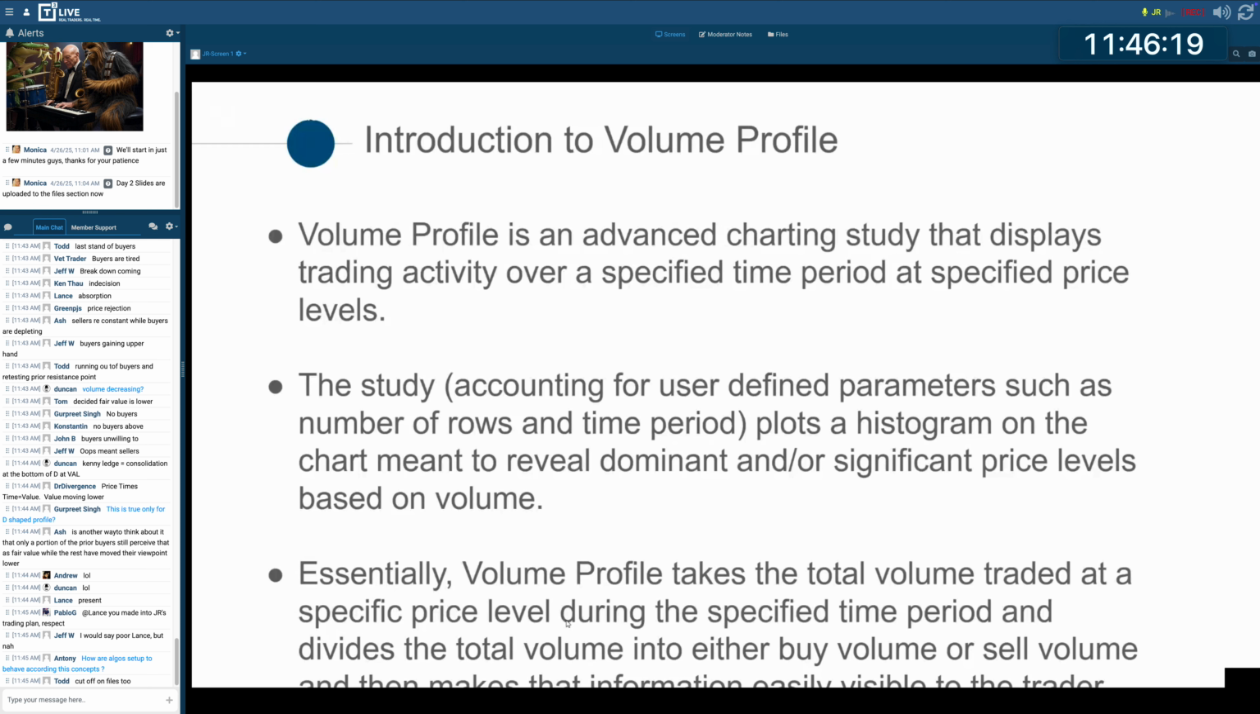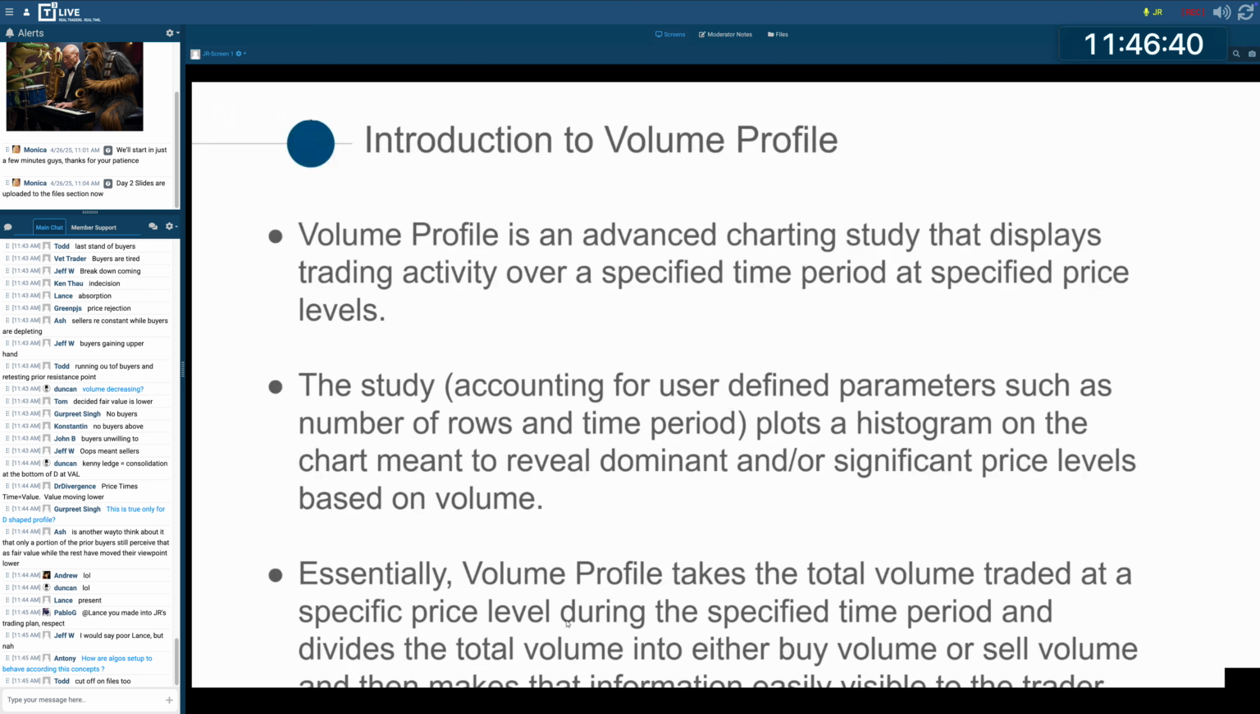The study, accounting for user-defined parameters such as number of rows and time periods, plots a histogram on the chart meant to reveal dominant and or significant price levels based on volume. Essentially, volume profile takes the total volume traded at a specific price level during the specified time period, right?